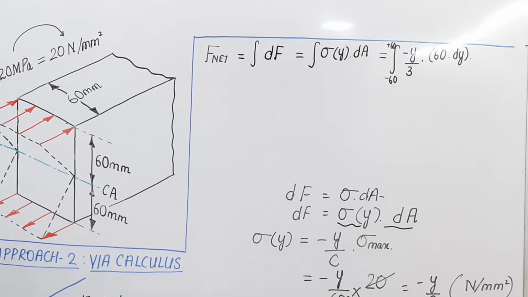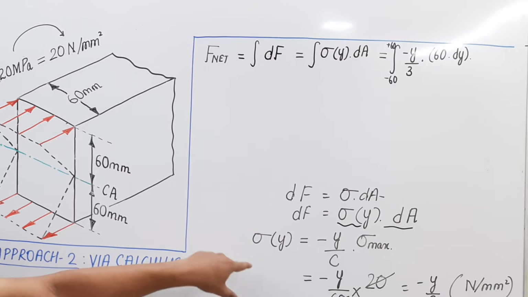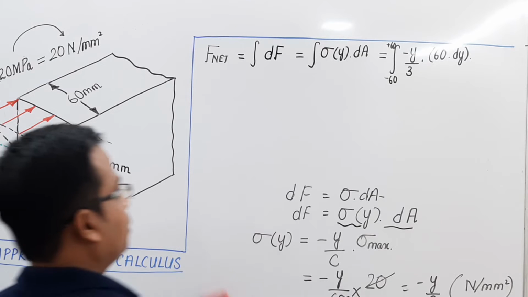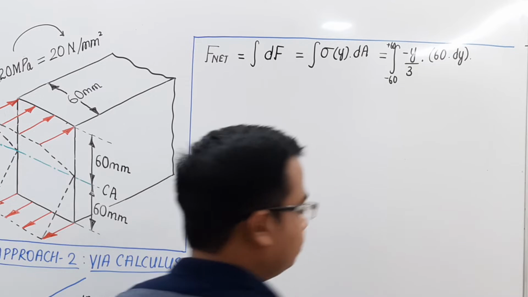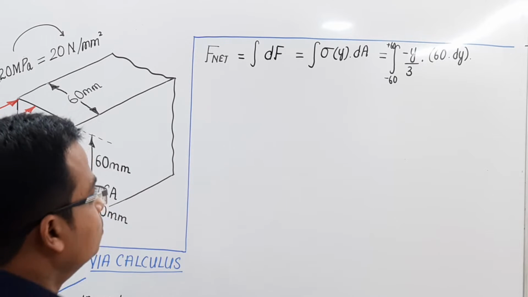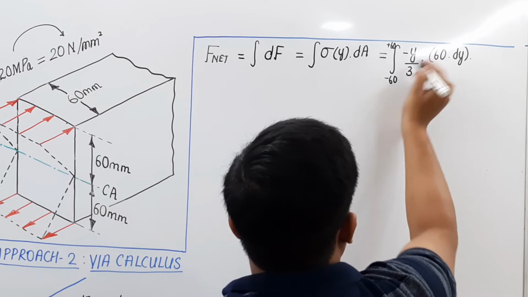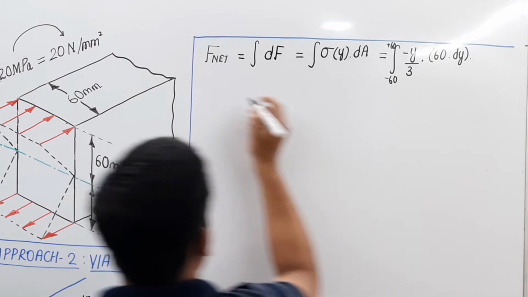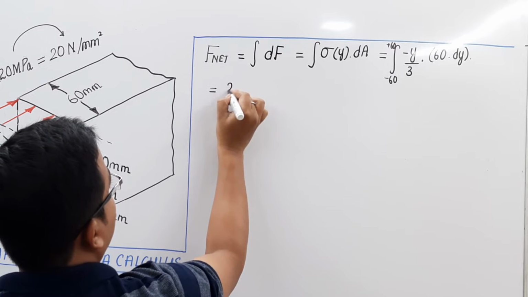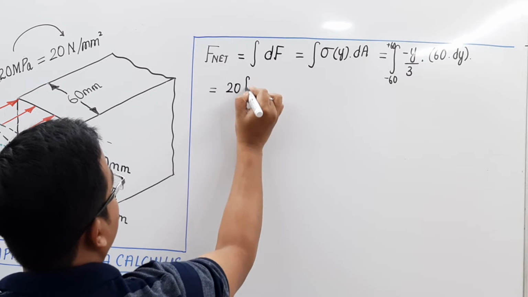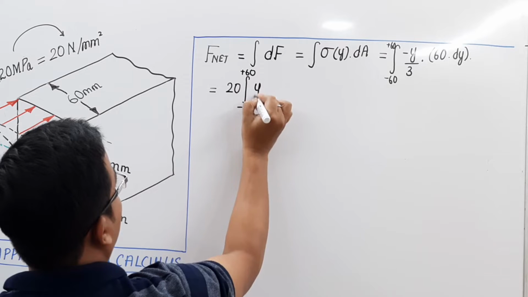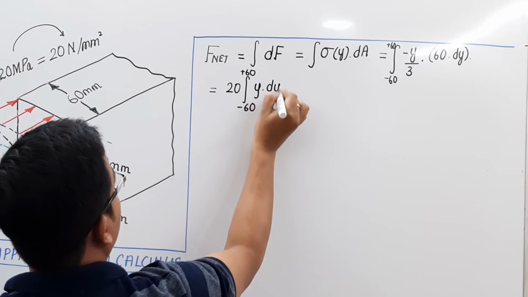I would suggest you guys to note this down. That is very important, how we've reached this. Pause the video and note it down. Okay, here we go. What do we have? Minus y by 3, so 3 times 20. Here we go. So this is going to be 20, and then there is an integral from minus 60 to plus 60, and then you've got y dy.